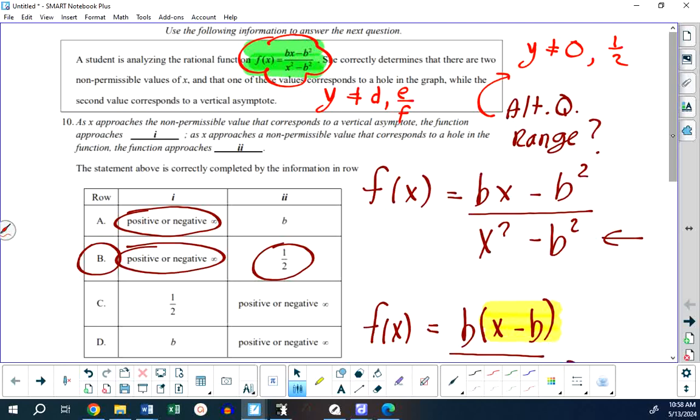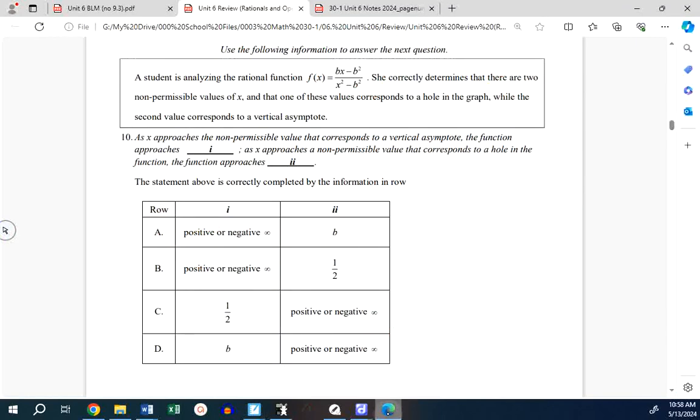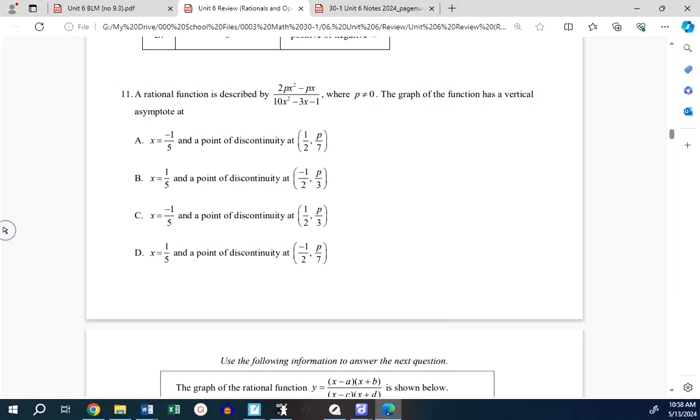Other questions? Yeah. 11? Speaking of which, here's another example like that, right?